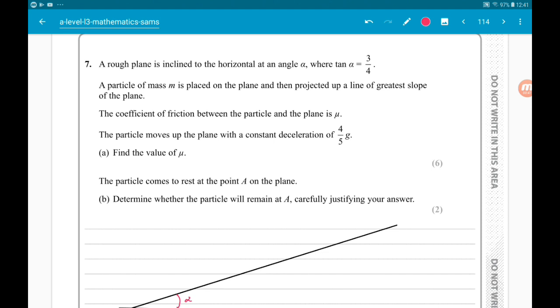So the particle is being projected straight up the plane. We're told the coefficient of friction between the particle and the plane is mu. The projectile moves up the plane with a constant deceleration of 4/5 g. Part A, find the value of mu.